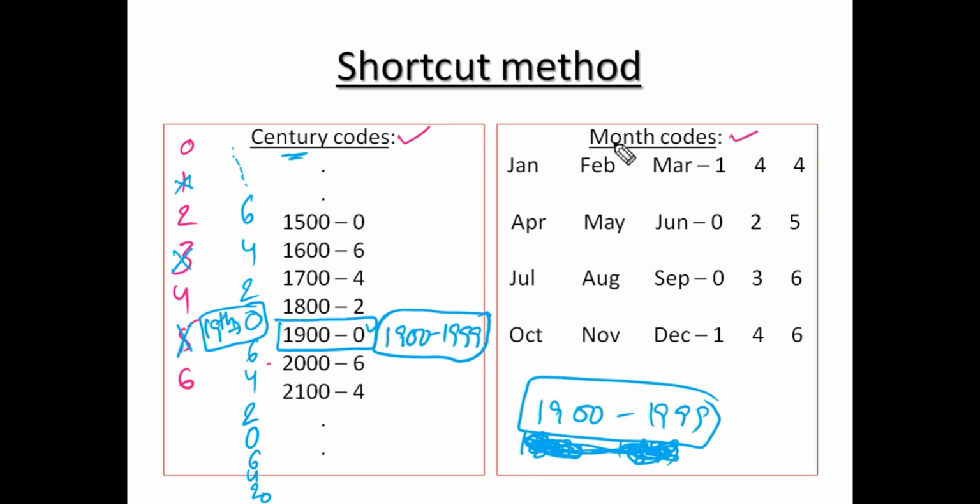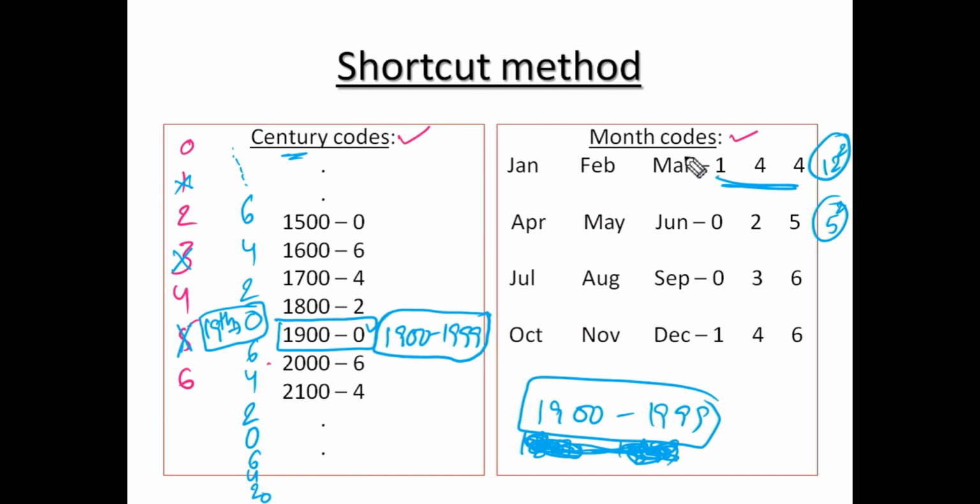Next, the month codes. How to memorize these month codes? Here is the trick. I'll ask some known questions only. Try to answer them. What is 12 square? Yes, 144. What is 5 square? Yes, actually 25, but I need a 3-digit number.